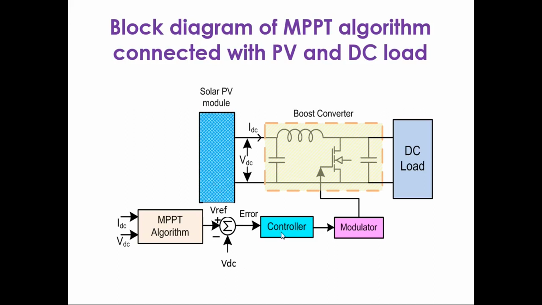The error signal is generated and given to the controller, or any controller. In this case, it might be a PI controller. And then we have the modulator signals. It will generate the duty cycle and my switch will operate, and the power is transferred to the DC load. So this is the block diagram for the MPPT algorithm.